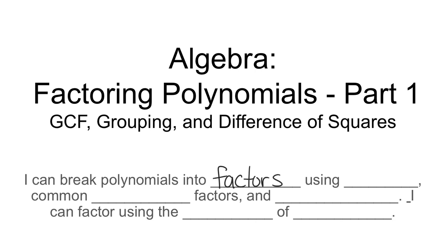And we're going to use 4 methods today. We're going to look at using GCFs, common binomial factors, grouping, and a special method called the difference of squares.